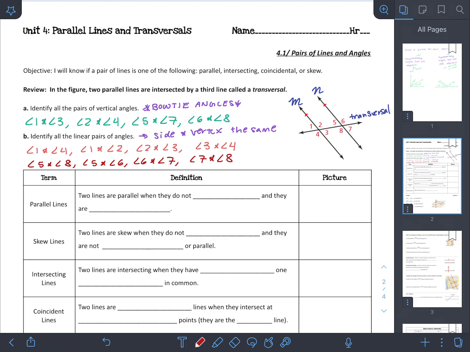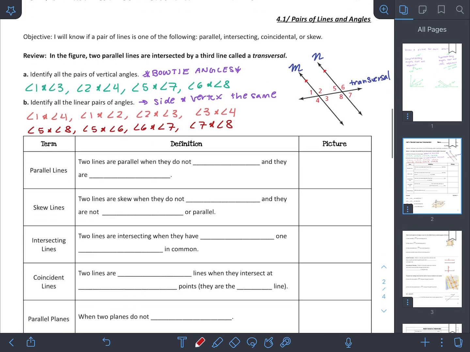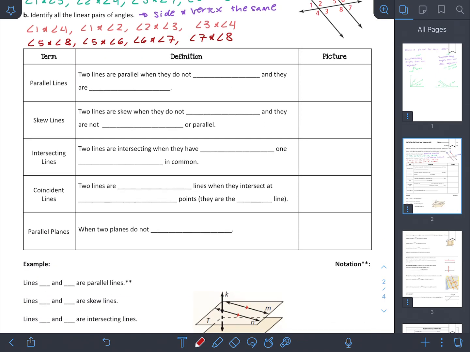Okay, so that was a little bit of a review. Now we're going to be doing some new vocabulary. So we have some new terms. Again, some of these are going to seem familiar because you've seen something like them before, but others are going to be brand new. So we're going to fill out this table and then we will be answering questions about each. So first we're talking about parallel lines.